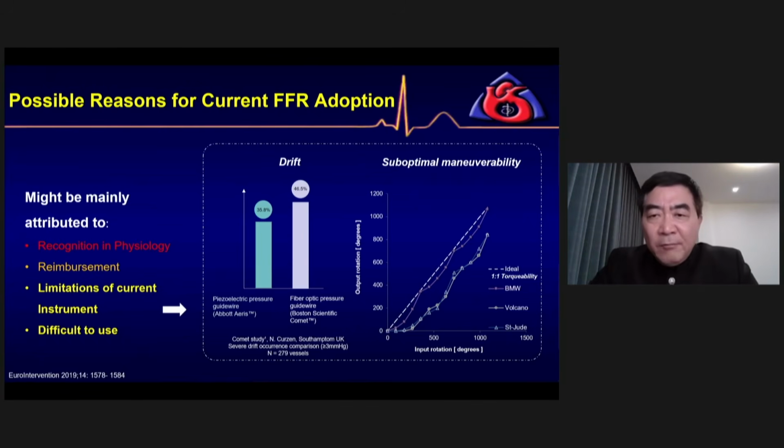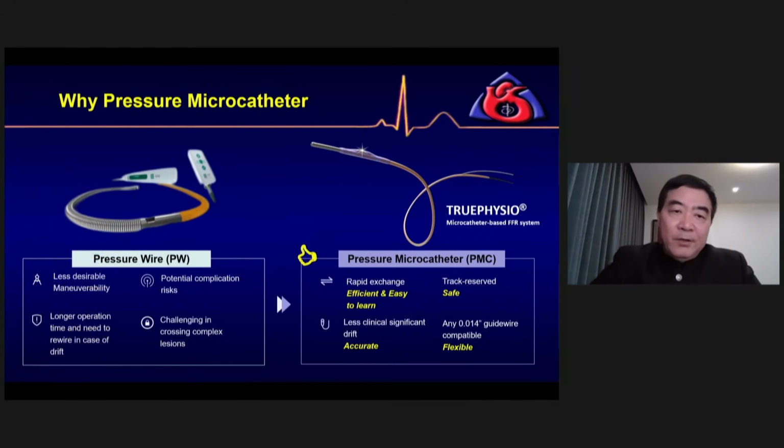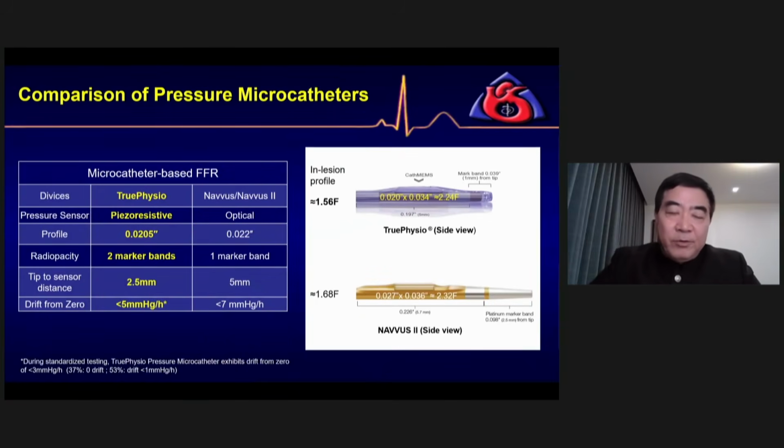Therefore, we developed this pressure microcatheter, as mentioned, because it has less drift and a very small profile, using this piezoelectric pressure technique. We did pilot studies previously, comparing the micro pressure catheter to the pressure wire. This is the device. We compared the true Physio pressure microcatheter to the pressure wire.